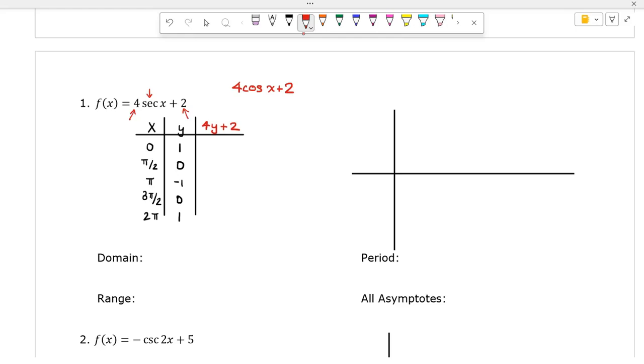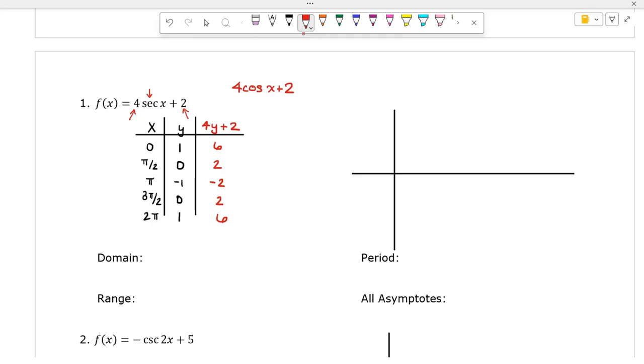So I have 4 times 1 plus 2. Well, that's going to get me 6. Then I have 4 times 0 plus 2, so that's 2. 4 times negative 1 is negative 4. Negative 4 plus 2 is negative 2. And then 4 times 0 plus 2 is back to 2. And again, 4 times 1 plus 2 is also 6.